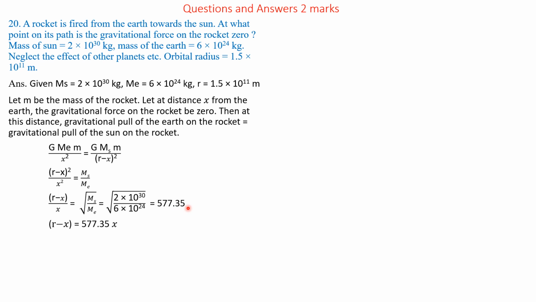5.7735. Therefore r minus x is equal to 577.35x. That is cross multiplying the extreme left side terms with the last term. Therefore r minus x is equal to 577.35x, or x is equal to 2.59 into 10 to the power of 8 meters.